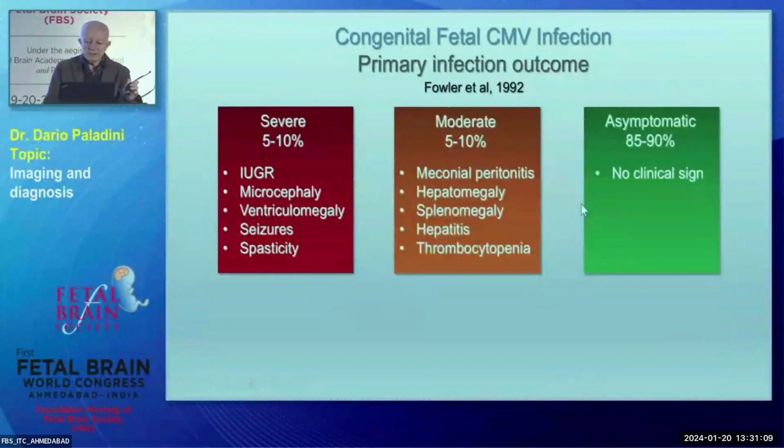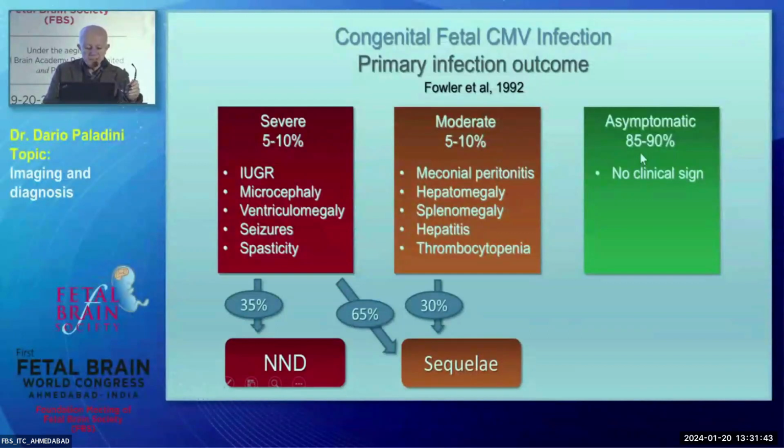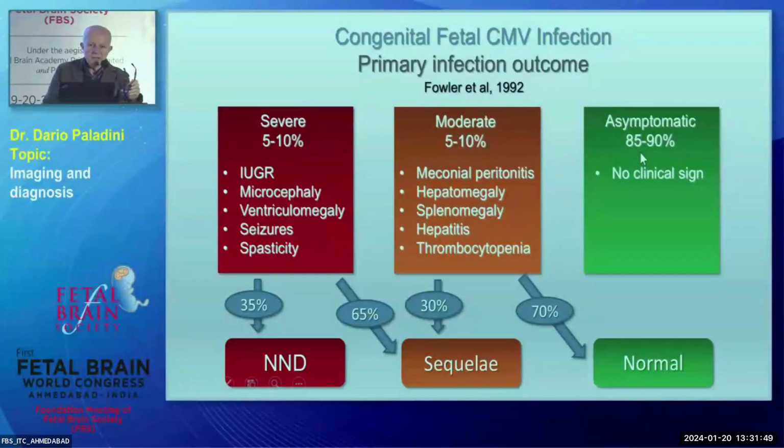What happens with the fetuses infected with CMV? At birth, you have 5 to 10% of severe infections, 5 to 10% of moderate infections, and the overwhelming majority are quite asymptomatic babies. So the outcome of these babies is very simple to remember. Of the severe cases, 30%, 35%, one-third will die of the infection, and two-thirds will have major sequelae. Of the moderate group, again, 30% will have major sequelae, and 70% will have a normal outcome.